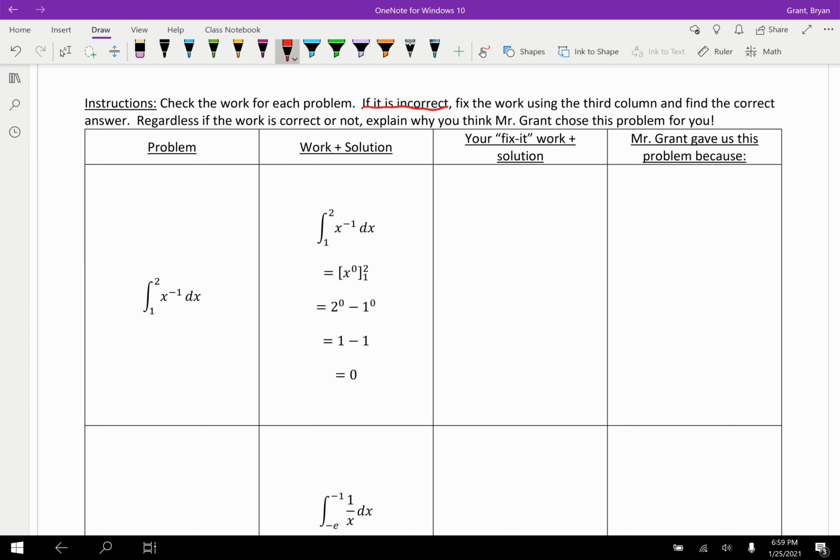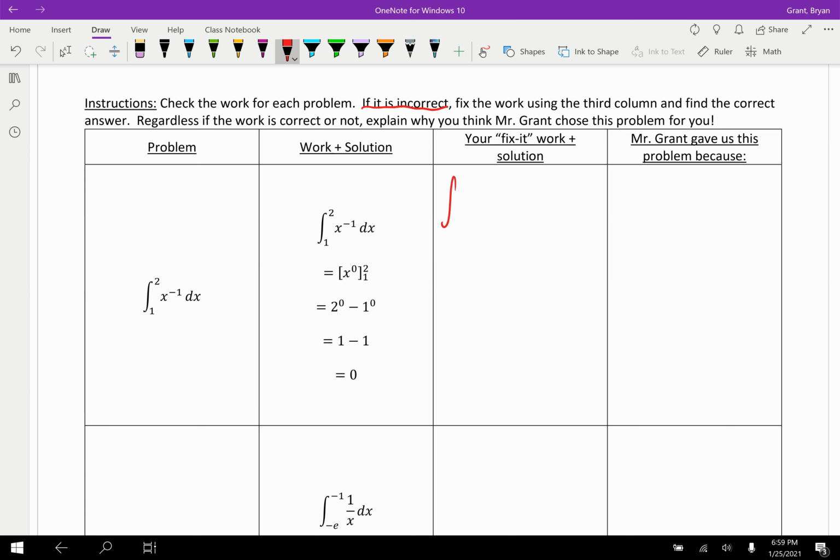All right, what was the mistake on the first problem? I see a lot of people get stuck in antiderivative rules. They see this x to the negative first, and they think, oh, I always add 1 to the power. And when I add 1 to the power, then we get x to the 0th. You substitute in 2 and 1. Anything to the 0th is 1. 1 minus 1 is 0.